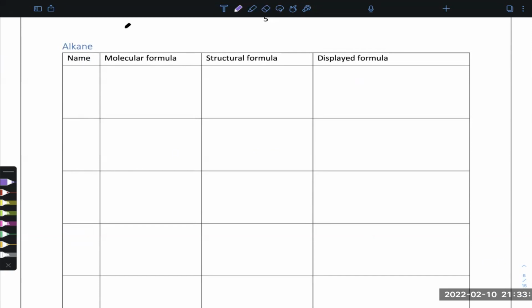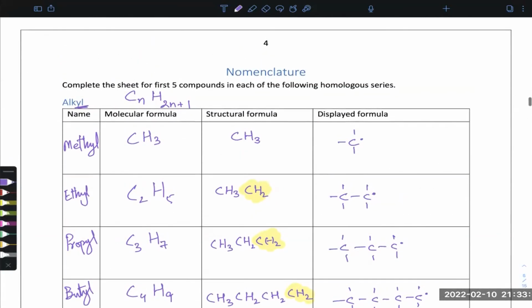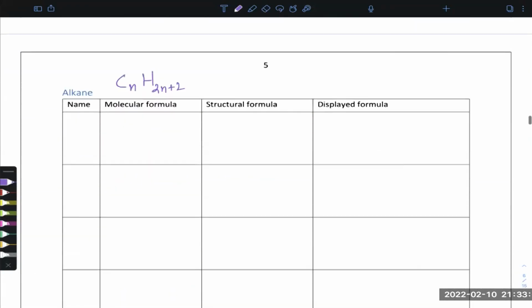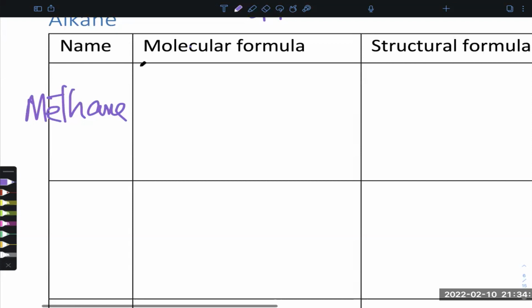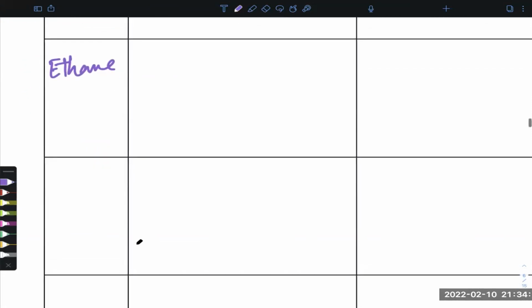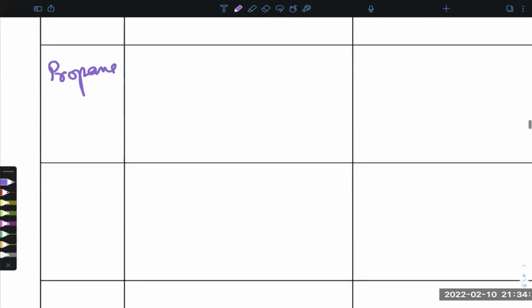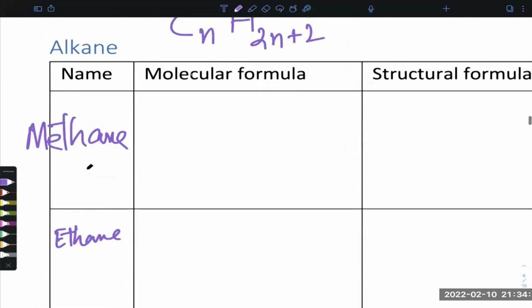Alkanes का general formula है CnH2n+2. Alkyl का क्या था? 2n+1. इसका क्या है? 2n+2. Which means you're just adding one more hydrogen. So the first one will be methane because it is alkane. Ethane. Next one. Propane. Next. Butane. Very good. Okay.